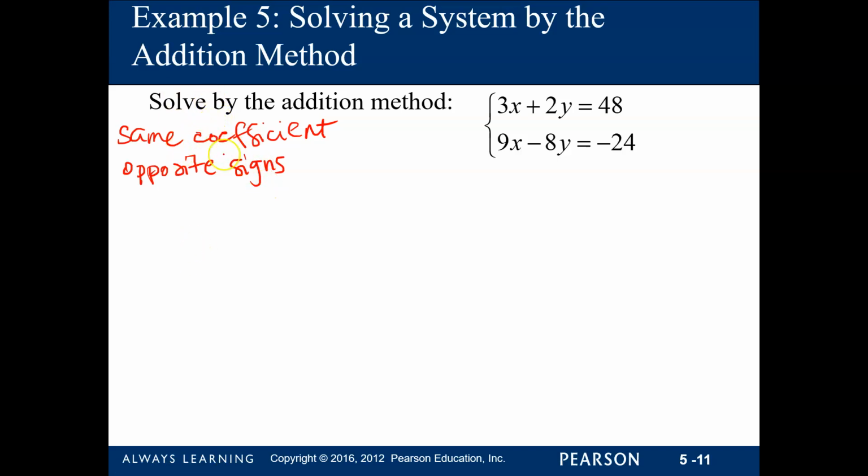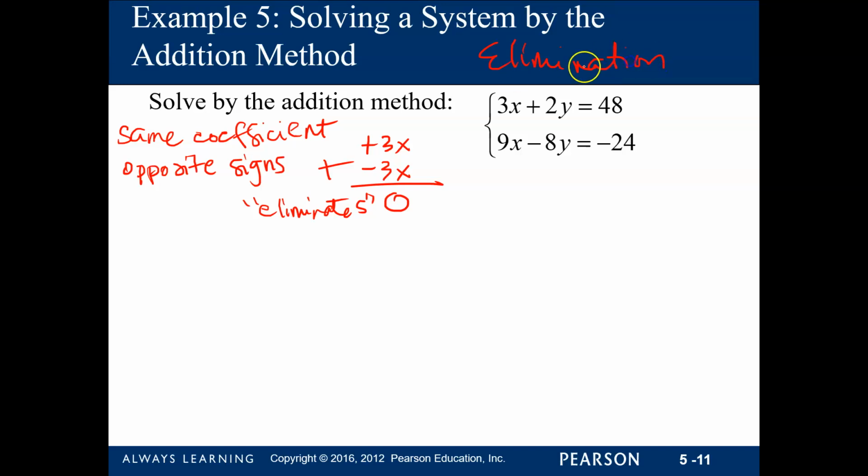Why is that? When they are additive inverses, so let's say I have plus 3x, and the other one is negative 3x. If you add these two, what will you get? Positive 3x and negative 3x, if you add them, it will become 0, correct? Which technically eliminates that particular variable. It temporarily eliminates the x, which means you just have to solve for y. That is why, in general, this method is called the elimination method. We are eliminating temporarily one of the variables so that we can solve for the other.